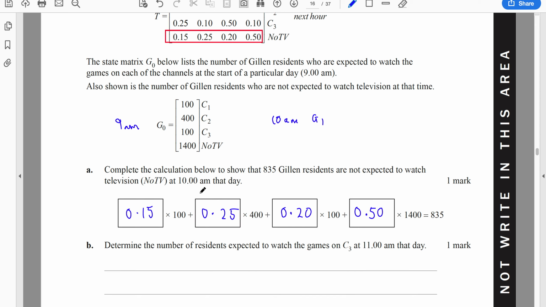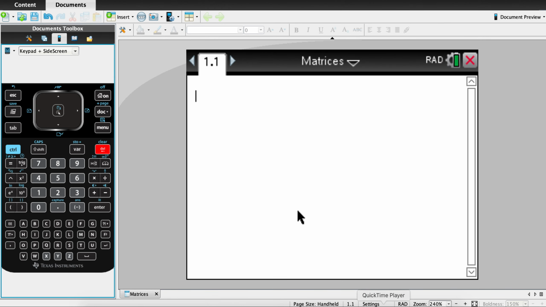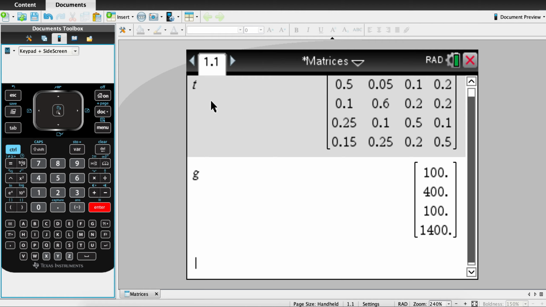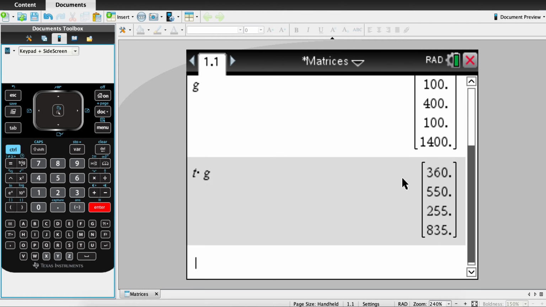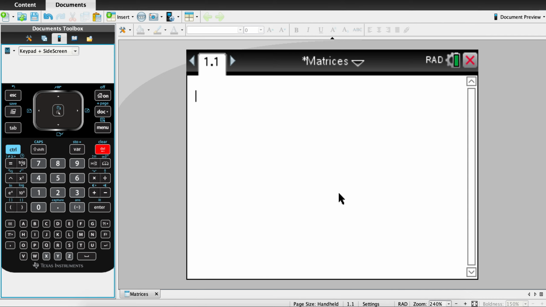If you've got that in your calculator, the T and the G, I'll show you now. I've got T stored. I've got G stored as well. And transitioning T times G, you'll see I get that final value of 835. So just demonstrating how that value is obtained. Just delete that for a moment.